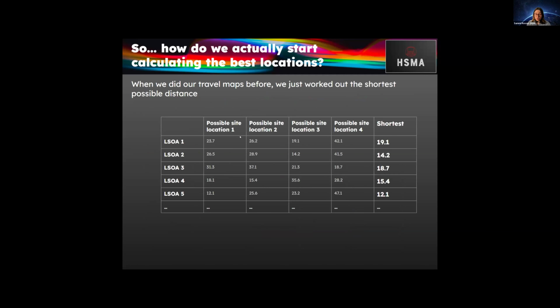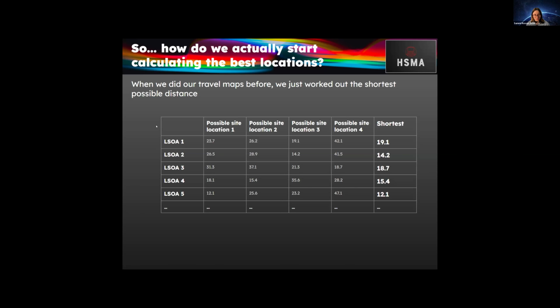So when we did our travel maps before, all we were doing to visualize them was working out the shortest possible distance for each LSOA. So we wanted to color each LSOA by the shortest possible time it would take to get to one of these hospitals. So we were maybe looking at just existing hospitals and going, right, okay, are there any areas where we're not seeing such good access? So we see places where there's a particularly long travel time and visually go, well, maybe I want to put a service there. Is that the best choice? Don't know. That's what this can help solve, but we're still going to need to work out the shortest possible distance to actually calculate the best locations for these hospitals and the best combination of locations.